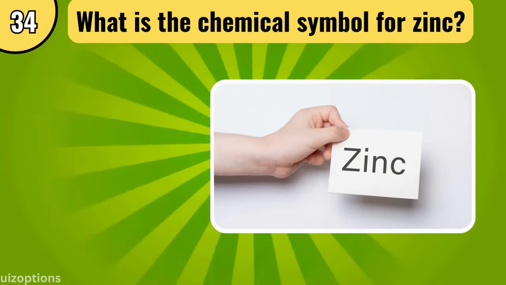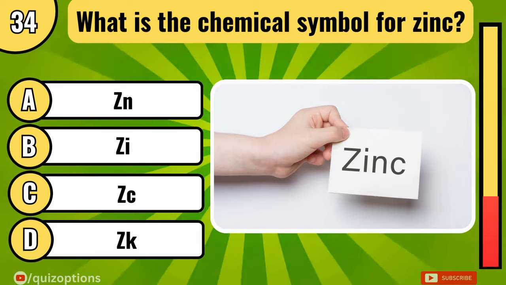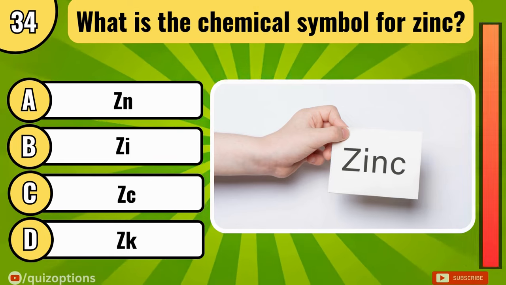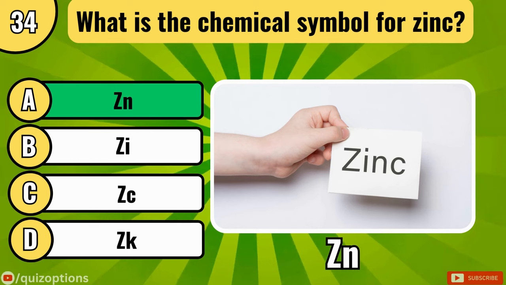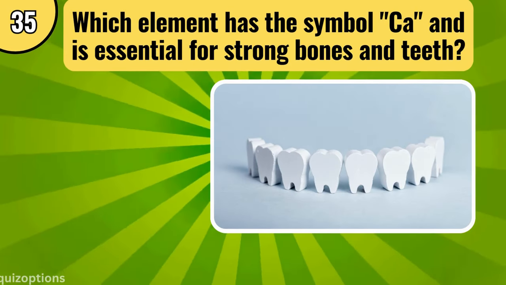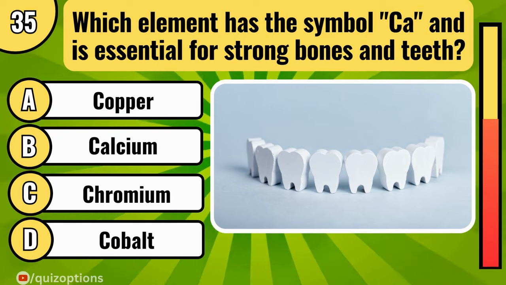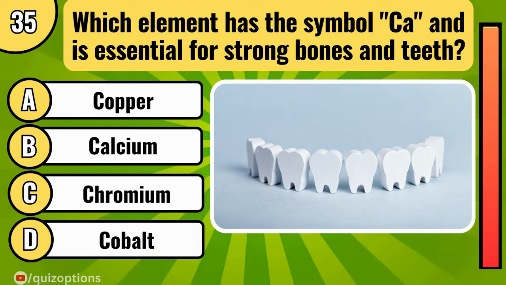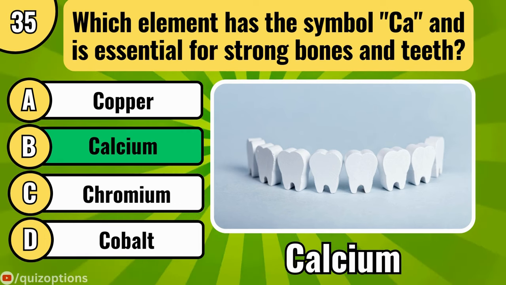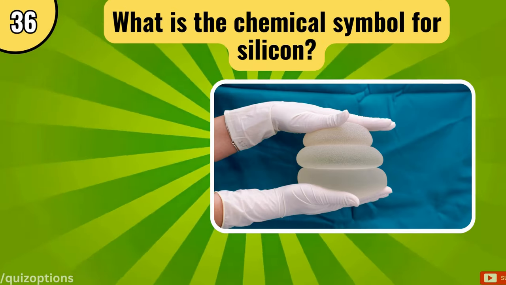What is the chemical symbol for zinc? Which element has the symbol Ca and is essential for strong bones and teeth? What is the chemical symbol for silicon?